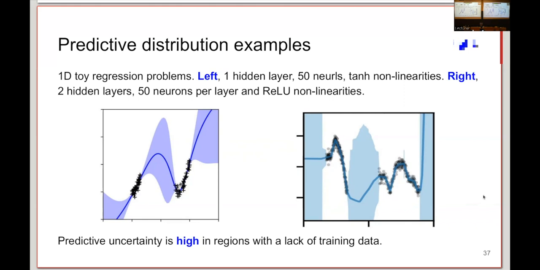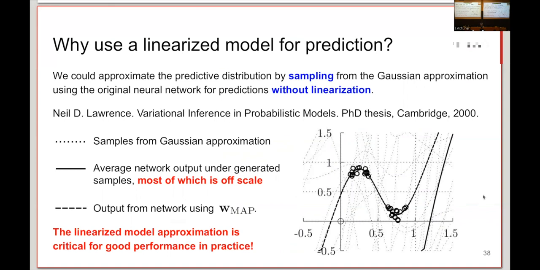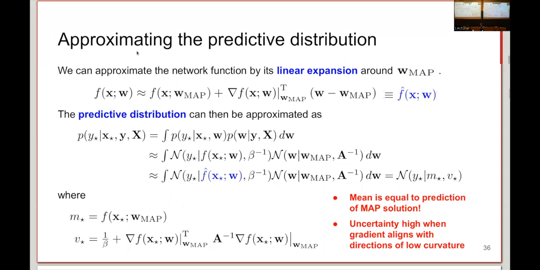The question is, why is this actually working so well? There is one very important thing that David Mackay did that makes all of this work. That important thing is this linearization of the network to make predictions. This linearization that we are doing here is actually key to make this method work.